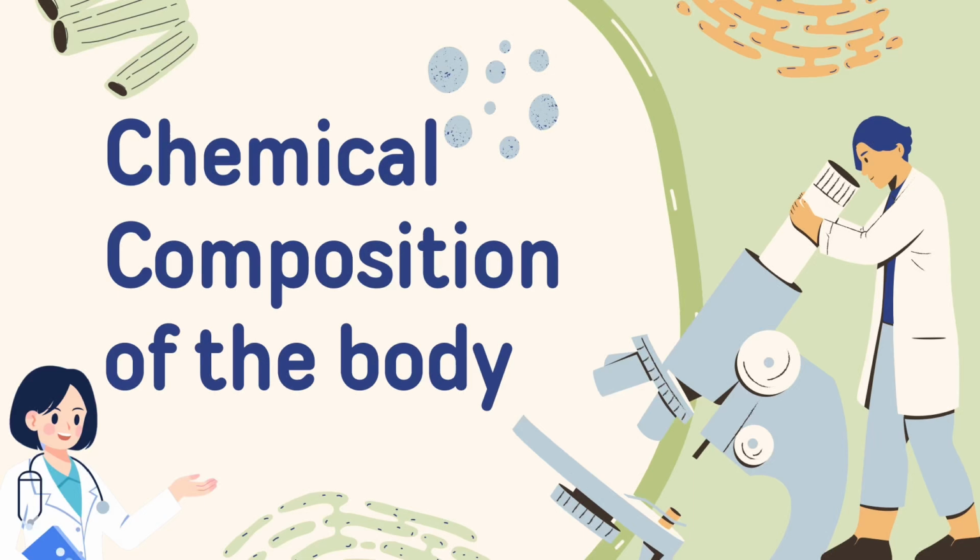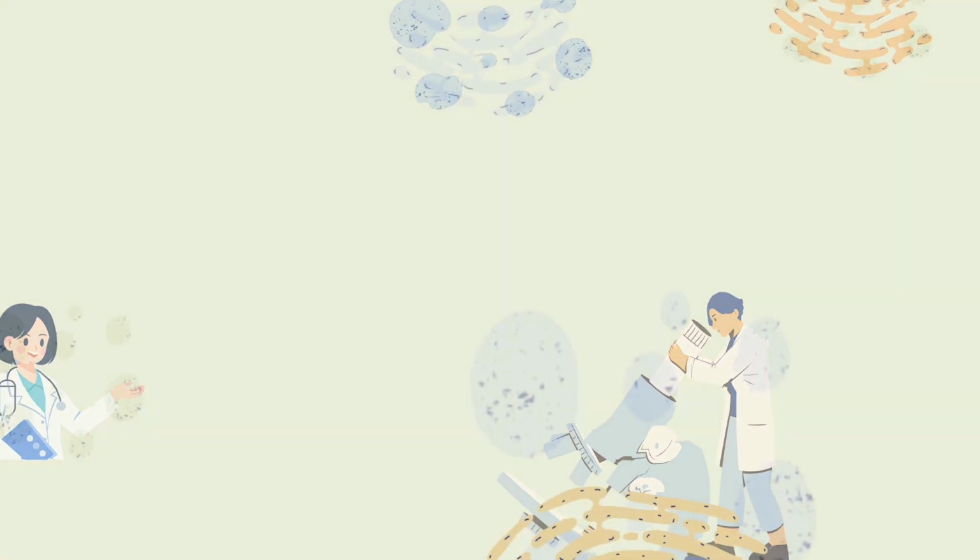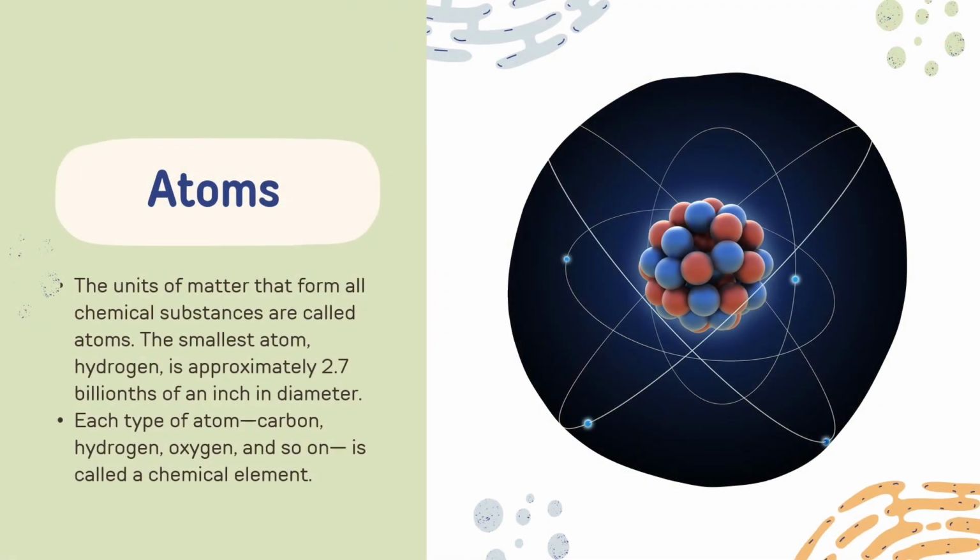Today we are exploring the chemical composition of the human body. So let's dive into the basic building blocks that make up everything around us, including our bodies. So, atoms. At the core of all matter, we have atoms. Atoms are the smallest unit of chemical substances and they make up everything from the air we breathe to the cells in our body. For instance, the hydrogen atom is incredibly small, just 2.7 billionths of an inch in diameter.